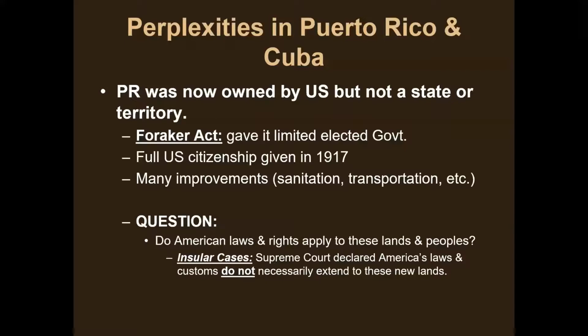The question did emerge, though, is do American laws and the laws laid out by the U.S. Constitution extend to the new territories that the United States was acquiring? And so this was eventually challenged to the Supreme Court in a series of cases known as the Insular Cases. And ultimately what the Supreme Court declared was that America's laws and customs did not necessarily extend to these new lands. And so while they might be under U.S. rule, they don't necessarily receive the same freedoms and liberties that U.S. citizens within the contiguous United States did.